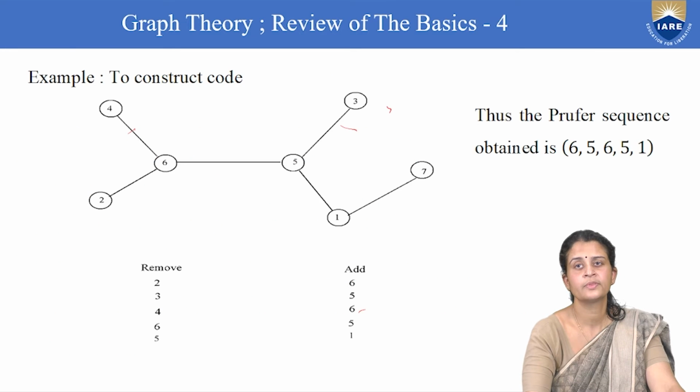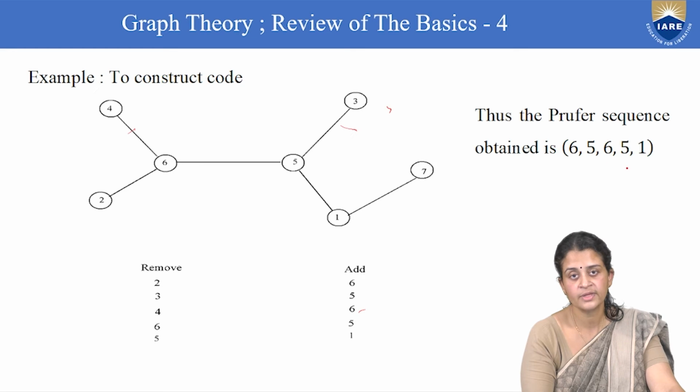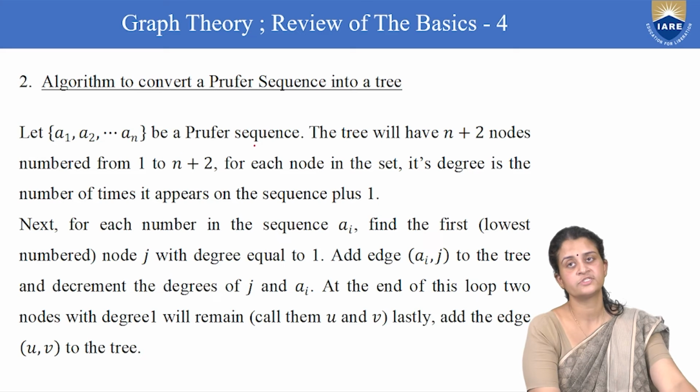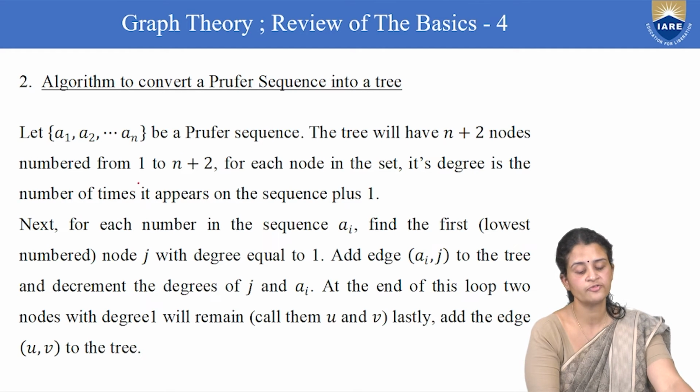Here this 6 appears twice. So when we are considering the vertex with label 6, its degree will be 1 plus the number of times it is appearing in this. Here it is 3, right? Here also the 5 is appearing twice, so the degree related to the vertex with label 5 is 3. Okay, here also it is the same, right? A1, A2, up to An be a Prüfer sequence. Then the tree will have n plus 2 nodes numbered from 1 to n plus 2. For each node in the set, its degree is the number of times it appears in the sequence plus 1.